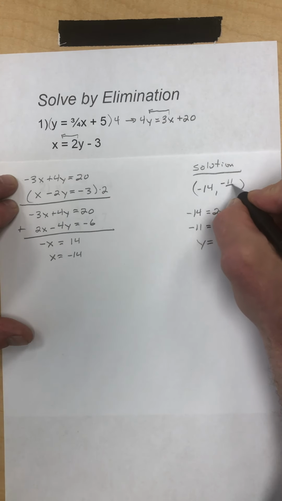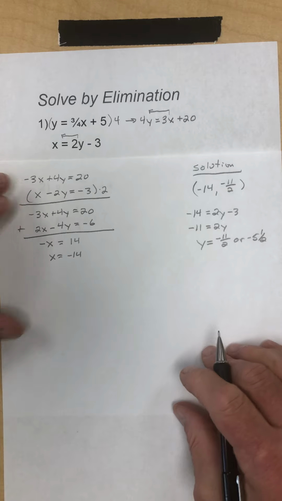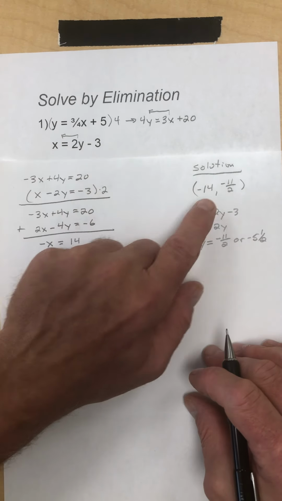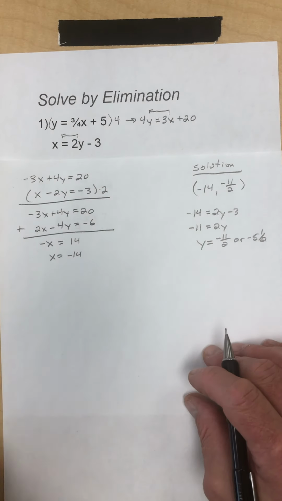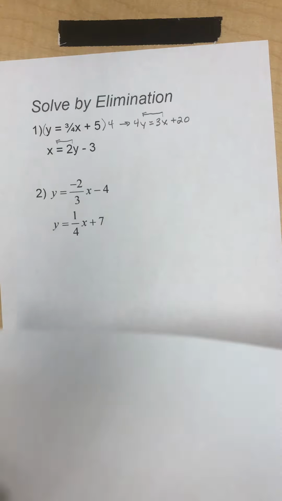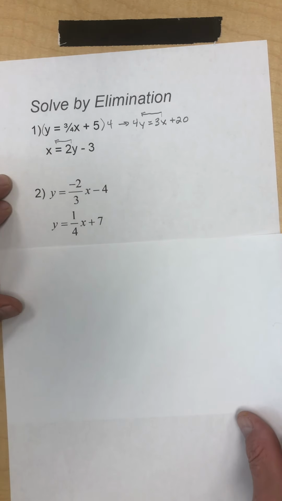Okay, negative 11 halves. Okay, and then you would just have to check. Check to make sure this guy works in here and make sure this guy works in here. Okay, so I'll leave that up to you. You can check it if you want. Okay, we'll do one more of these.